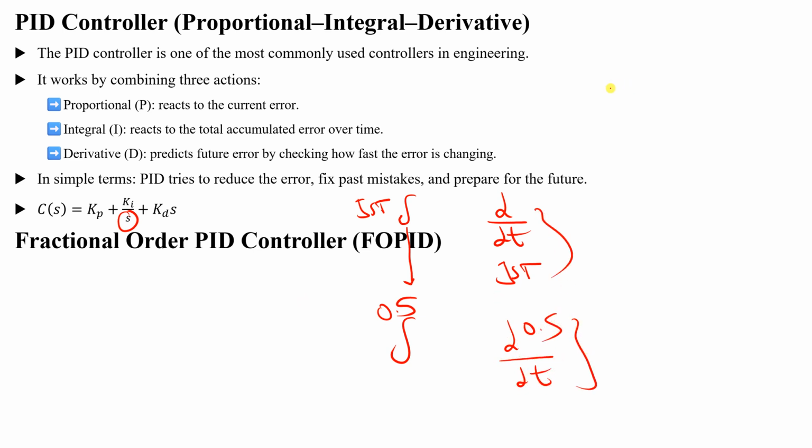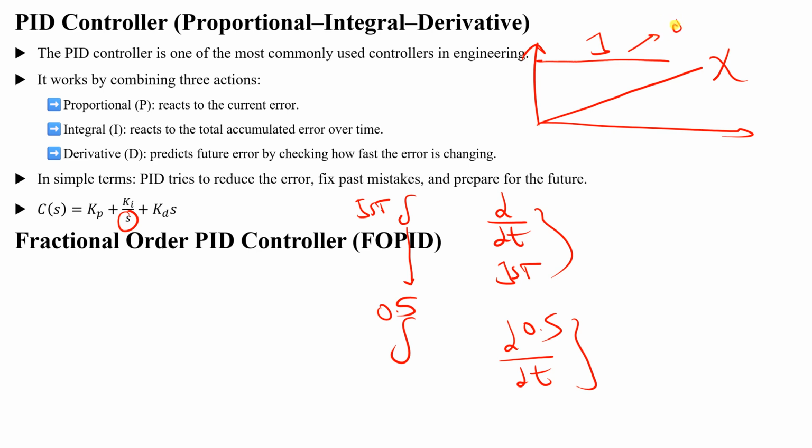So we have a function like this one. Let's say the function is maybe a straight line like this, x. So its first derivative will be a constant of 1, like this. This one is the first derivative, d over dt of x.